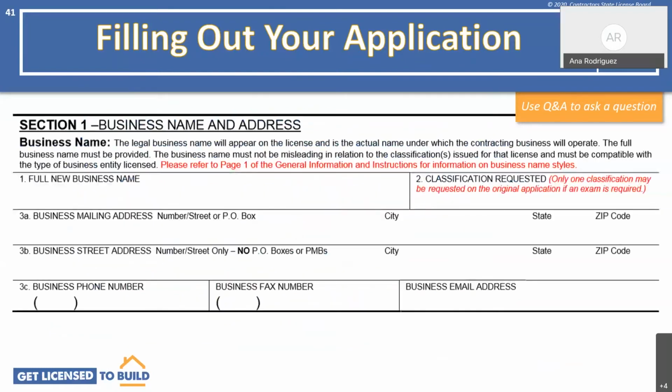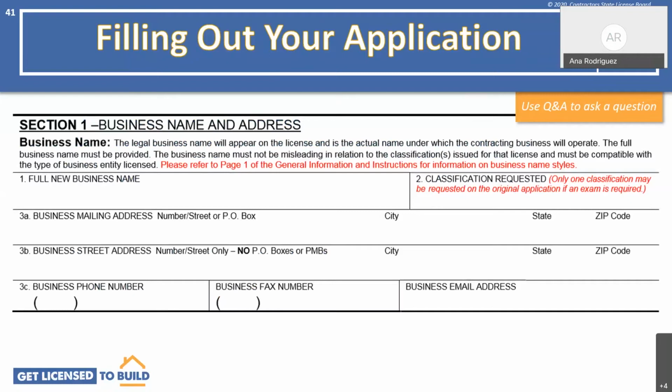Now that we have gone through the information you'll need to include, here's a closer look at the application itself so you can see where it goes. This is section 1. This is where you're going to list your business name. Remember, when selecting a business name, make sure that the name that you have selected is compatible with the classifications and the entity that you are applying for. Make sure it's not misleading.